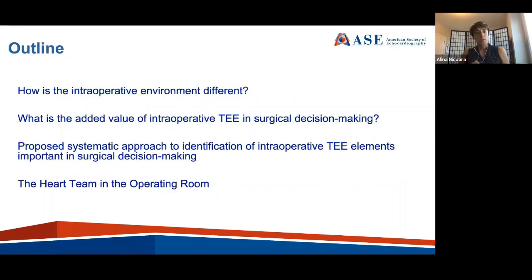So as an outline of the webinar, what we hope to cover is talk a little bit about how the intraoperative environment is different. What is the added value of intraoperative TEE in surgical decision-making? Present a proposed systematic approach, a roadmap to identification of intraoperative TEE elements which are important in surgical decision-making, and ultimately highlight some things regarding the heart team in the operating room, such as the importance of communication and emphasis on the team approach.